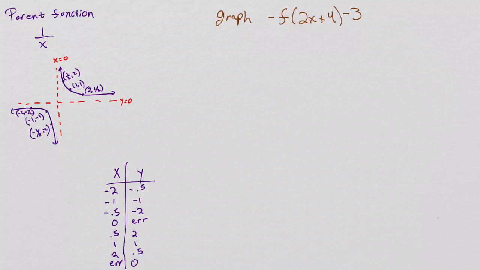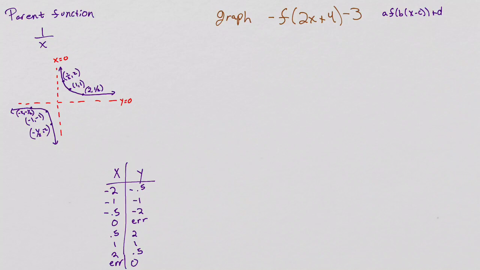This is not in the form that we're used to seeing. The form we're used to seeing is a f of b times x minus c plus d. So very much like number 4, I'm going to have to manipulate the inside of the parentheses here to make it look like this part here.